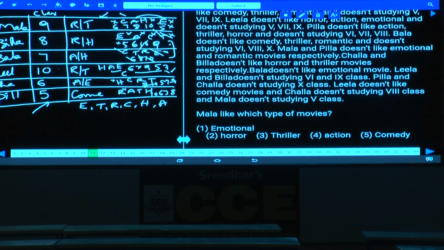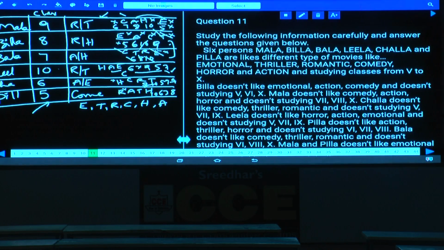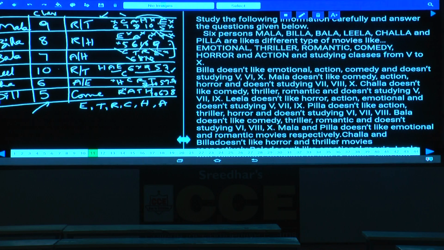Any information regarding the other persons here? Challa. Whatever this Challa here, why can it be E? E cannot be on the first floor. Where is that information here?